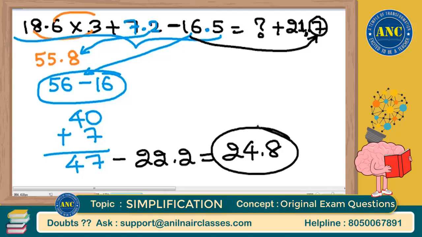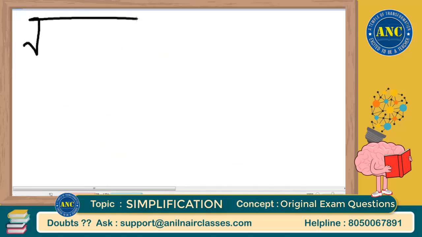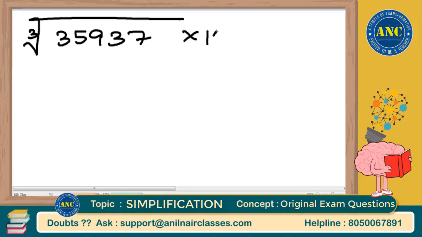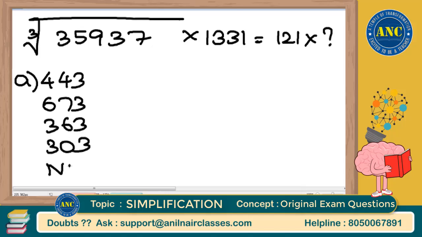I hope this question should be very clear for you people. Similarly, see this question, sir. Again, same year, same examination question paper. Cube root of 35937 into 1331 is equal to 121 into question mark. Options are 443, 673, 363, 303 and none of these.